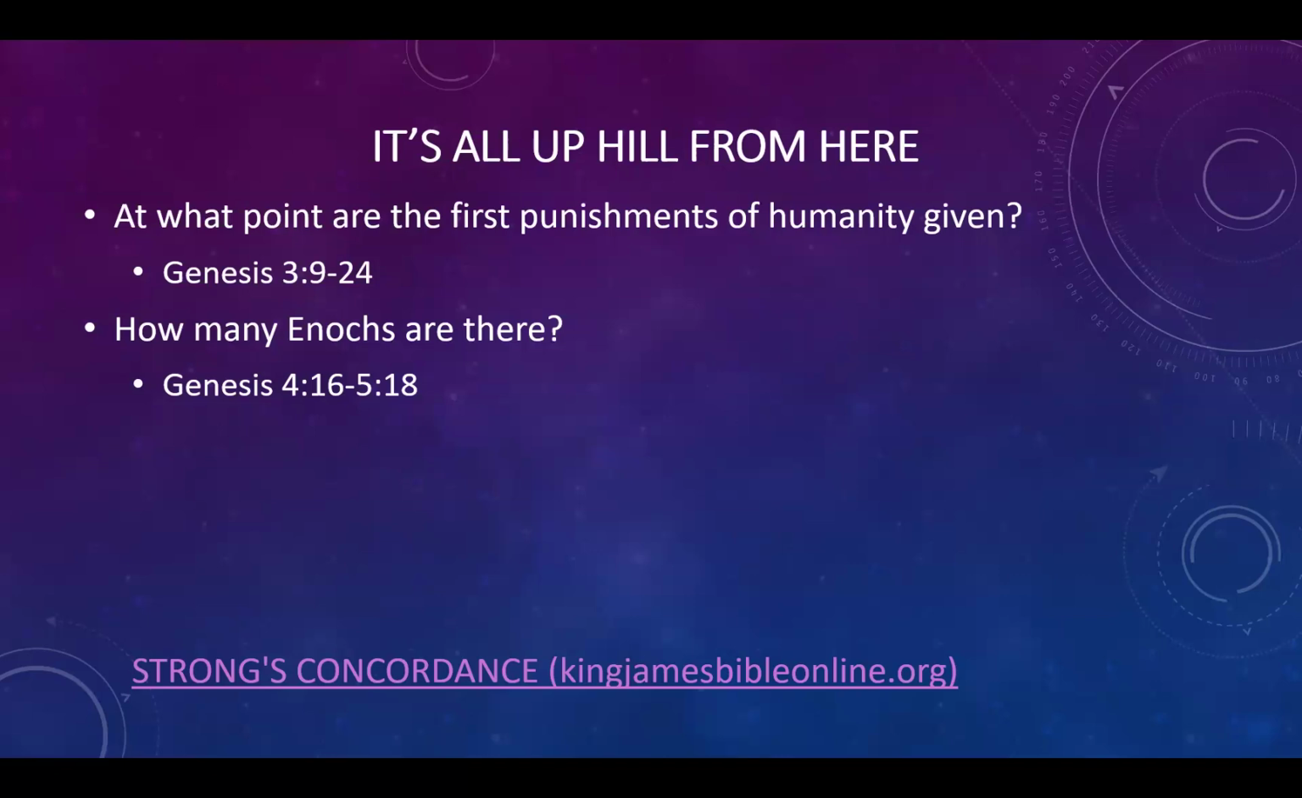And Adam lived 130 years and begot a son in his own likeness, after his image, and called his name Seth. And the days of Adam, after he had begotten Seth, were 800 years, and he begat sons and daughters. And all the days that Adam lived were 930 years, and he died. And Seth lived 105 years and begot Enos. And Seth lived after he begot Enos 807 years and begot sons and daughters. And all the days of Seth were 912 years, and he died.